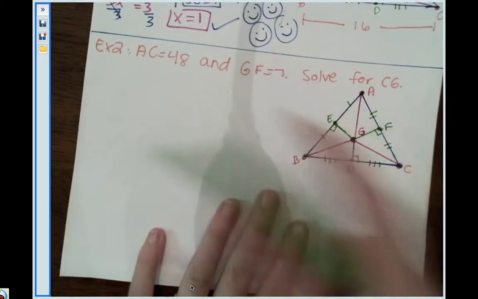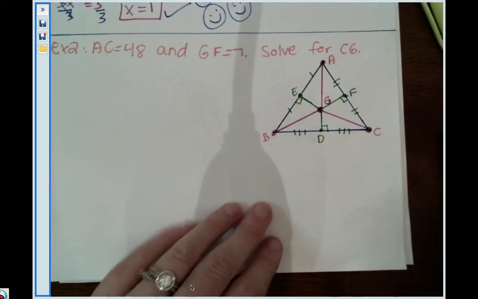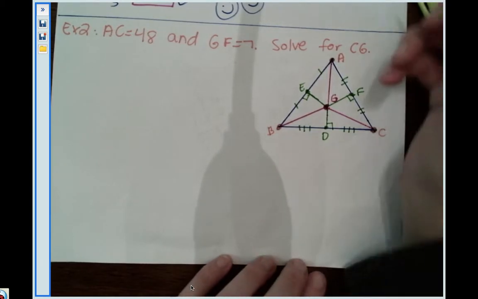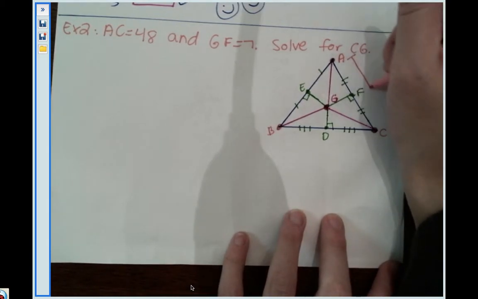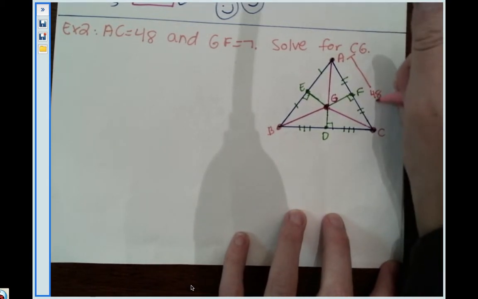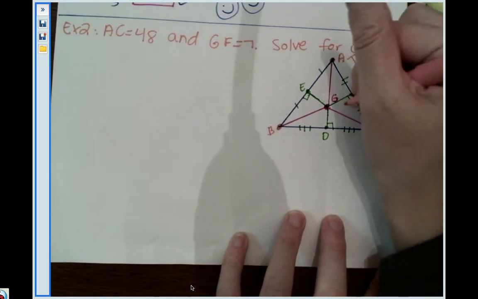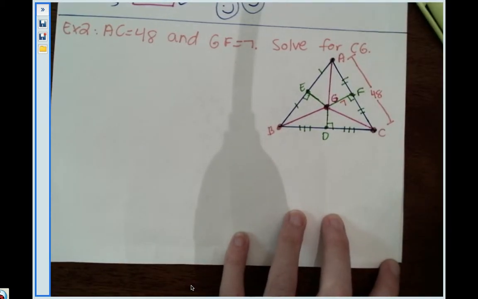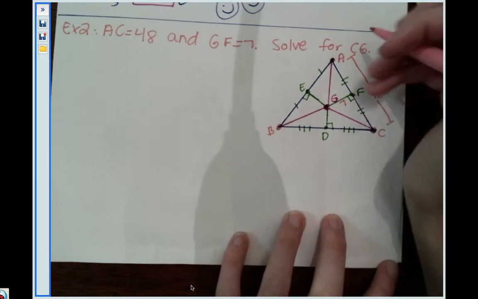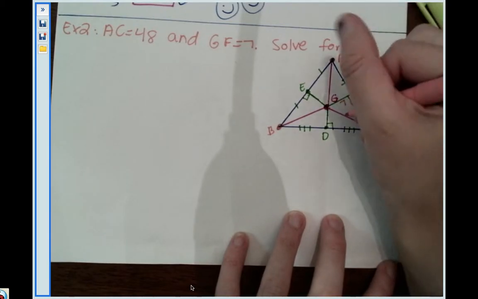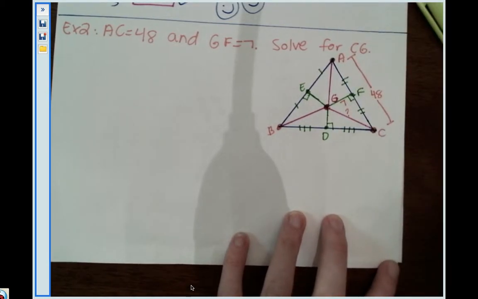I'm going to label my picture because it's really helpful to label our picture so we know what we're given, and that will help us figure out how to solve for a final answer. So AC is 48 units. We also know that GF is 7, so this little guy is 7. Ultimately I want to find CG, this one right here. This is the one I don't know, so let me put a question mark on it.